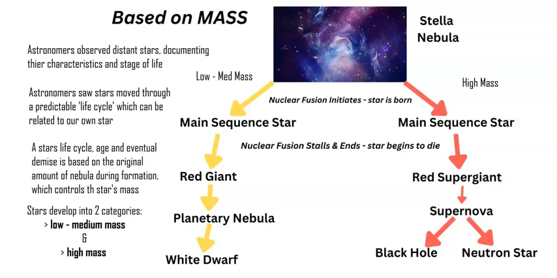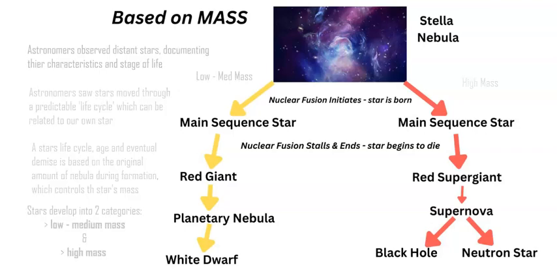Then if you have a big mass star or a high mass star, it will turn into a red supergiant in the later stages of its development, and then it will go into a large explosion called a supernova. That supernova will either turn into a neutron star, which is a very small, highly dense leftover part of the star, or it'll go into a black hole, which will implode in on itself and form black holes, which we now know are in the center of every galaxy.